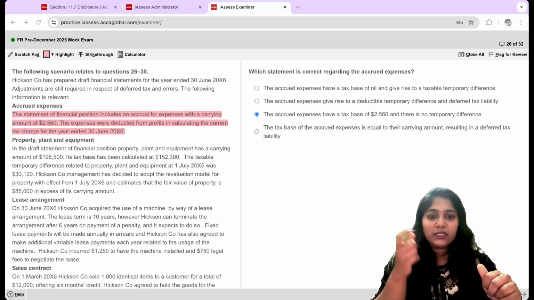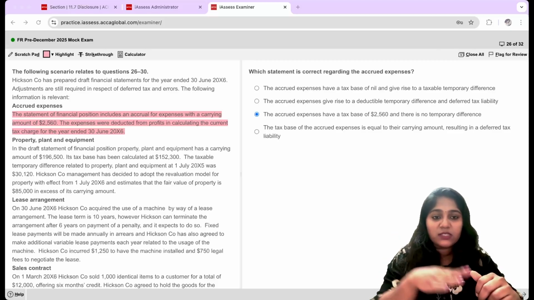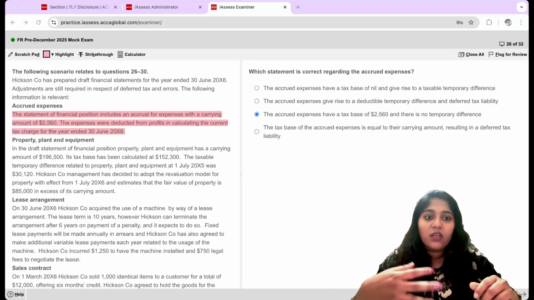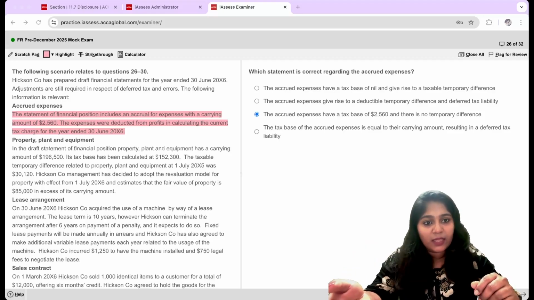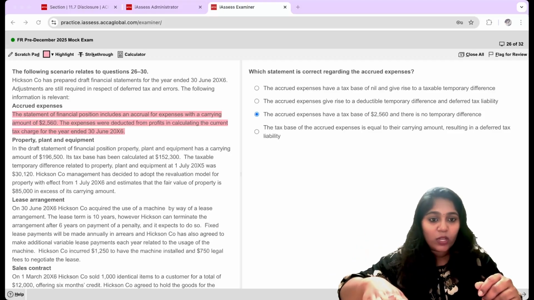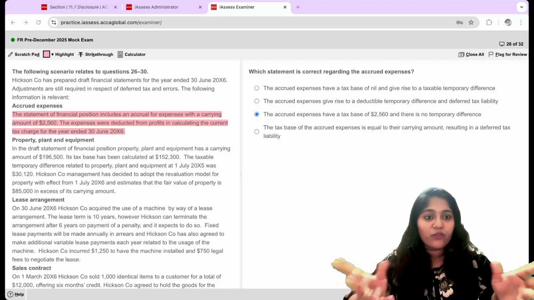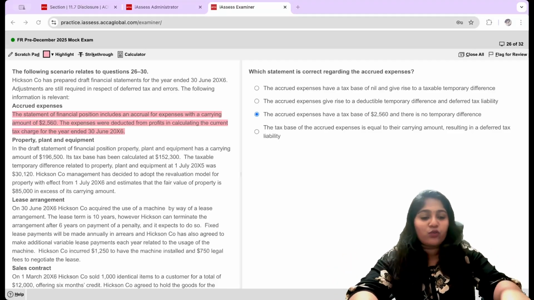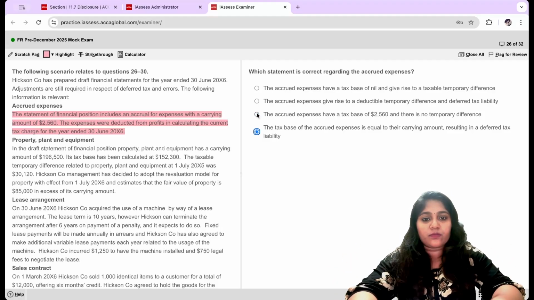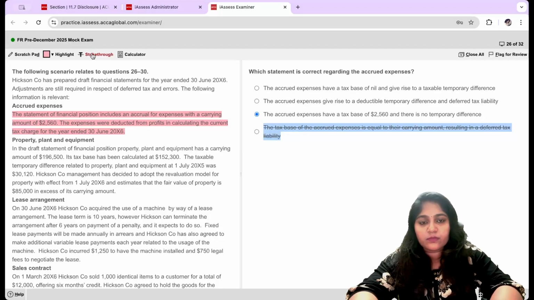Then look at option D. The tax base of the accrued expenses is equal to the carrying amount, resulting in a deferred tax liability. If it is equal, then there won't be any kind of difference. No difference, no deferred tax liability. That's the reason option D is not the right one. The answer has to be option C. These are all not right. Strike through.